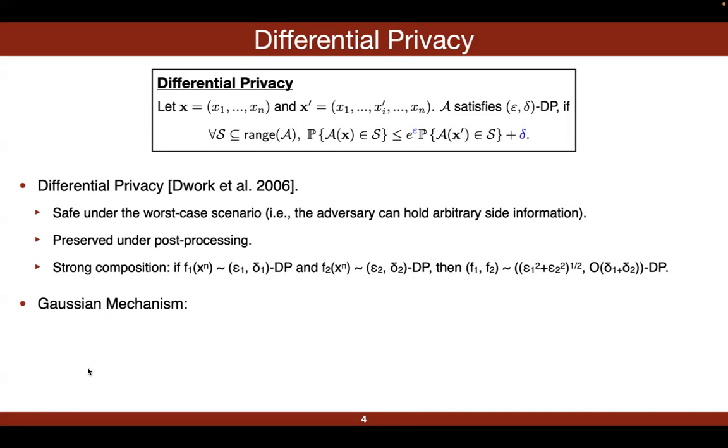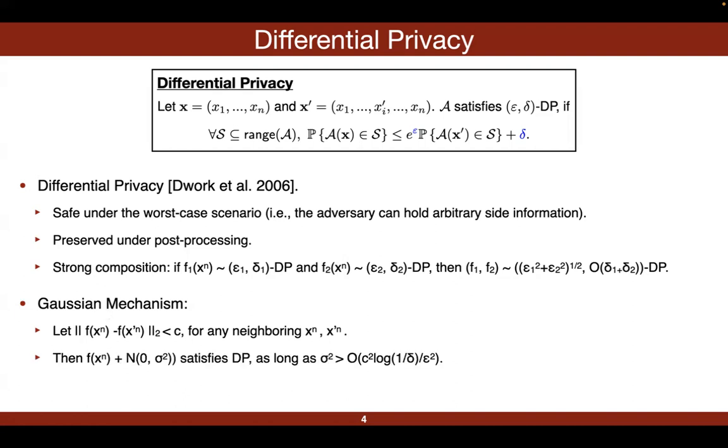The canonical mechanism to ensure differential privacy is the Gaussian mechanism. To introduce it, we first have to introduce the idea of sensitivity. We say a function f has sensitivity c if for any two neighboring data sets X and X prime, the difference under L2 norm is at most c. To release a differentially private copy of f of X, we can just add Gaussian noise to the output of f of X. But the key is that we have to calibrate the noise according to the sensitivity of the target function.